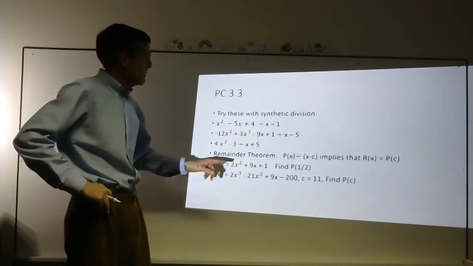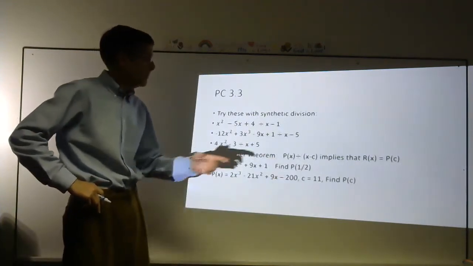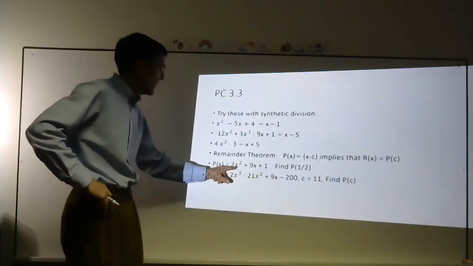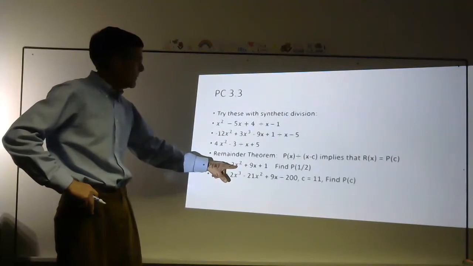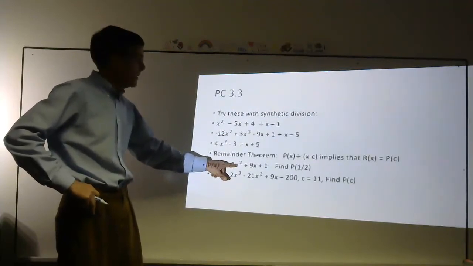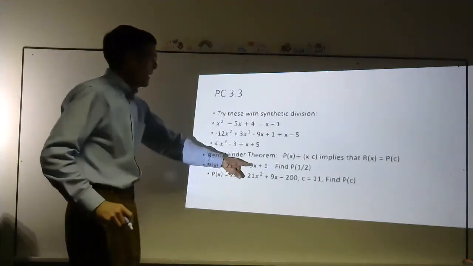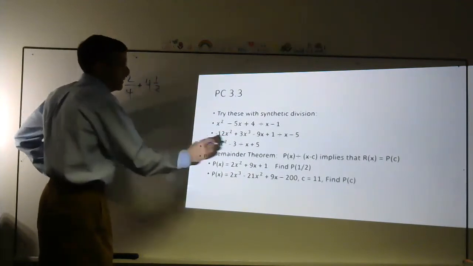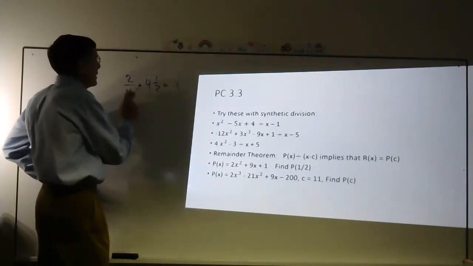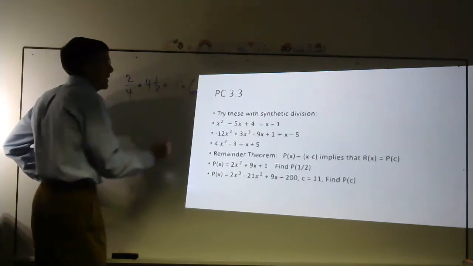That says if you want to find p of a half, the functional value, p of a half, don't you have to stick a half in here? Okay, let's do it. A half squared is a half times a half is a quarter, times 2 is 2 quarters. A half times 9 is 4 1/2, plus 1. This is a half, plus 4 1/2 is 5, plus 1 is 6.